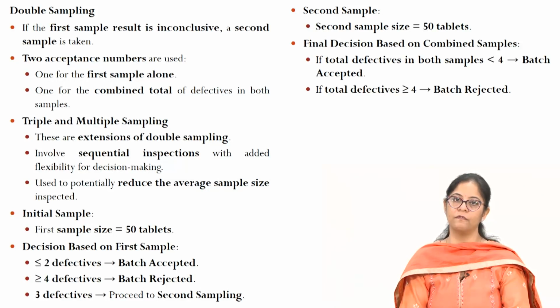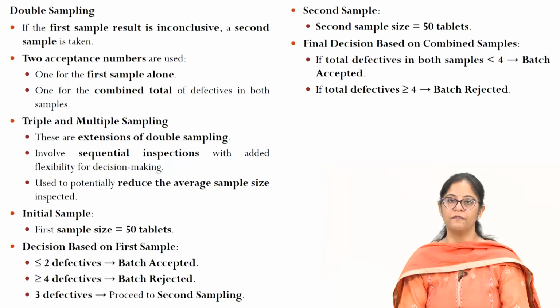If more than 4 or equal to 4 defectives are there, the batch would be rejected. If 3 defectives are there, then second sampling needs to be done. So, second sample size will be again 50 tablets and final decision is based on the combined samples. So, if the total defects in both these samples is less than 4, the batch is accepted, and if the total defectives is more than or equal to 4, the batch is rejected.